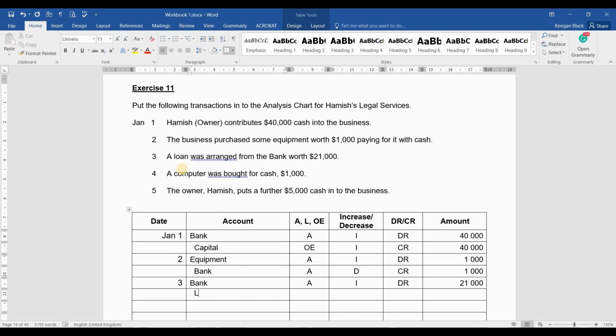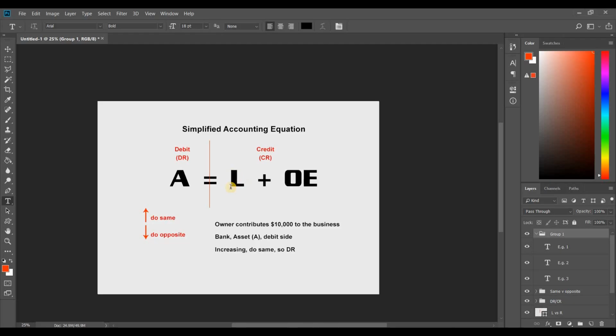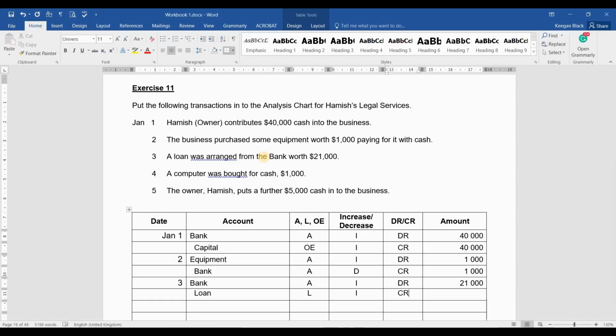The other side of this is a loan, because I'm getting a loan from the bank. Now I'm increasing my obligation. I'm increasing the amount that I owe to the bank. So my liabilities in this case are going to increase, okay, because my obligation is going up. So I've got a liability that sits here. It's on the credit side, and if I want to increase it, I do the same. So I'm going to credit it for $21,000. And that is the basics of the simplified accounting equation, how debits and credits work, and how analysis charts work.